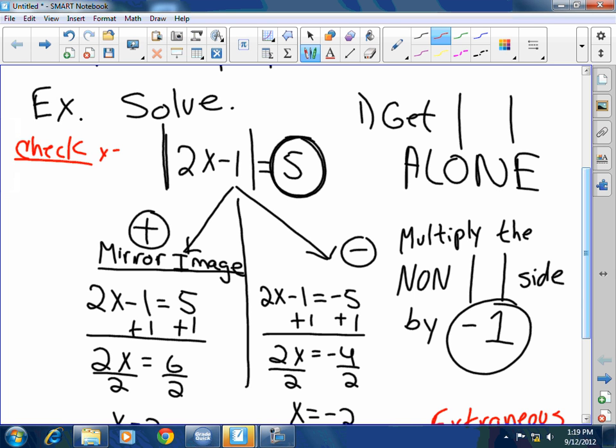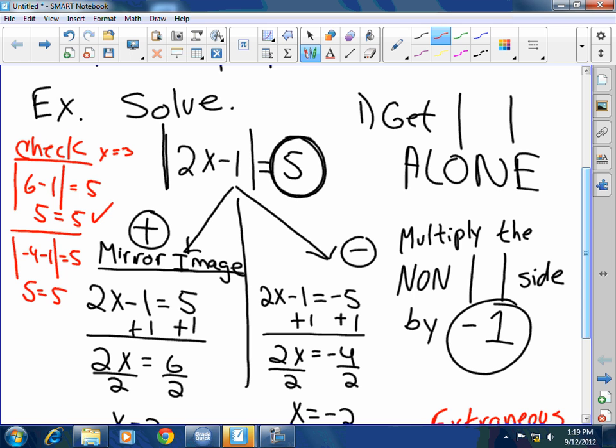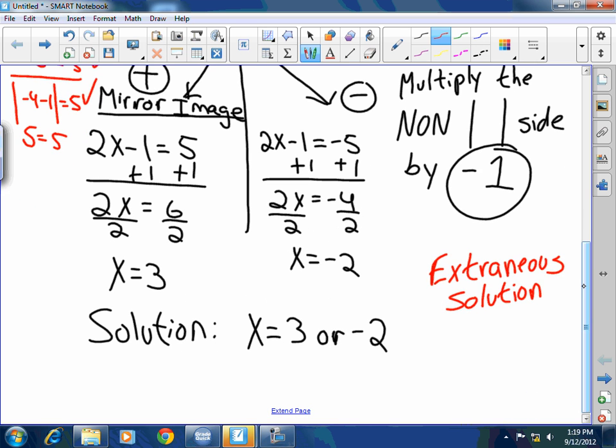When x is 3, the absolute value of 2 times 3, that's 6, minus 1. What's the absolute value of 5? It's 5, so 5 equals 5. We're good. Also, we had -2. Well, 2 times -2 is -4, minus 1. What's the absolute value of -5? 5. 5 equals 5. Do they both work? Yes. If one of them did not work, that's when you say that is an extraneous solution.